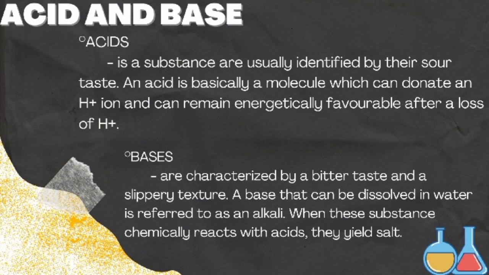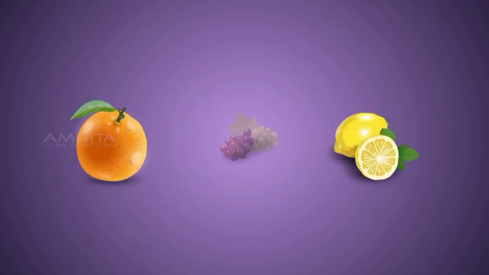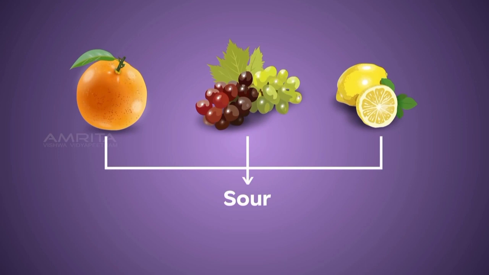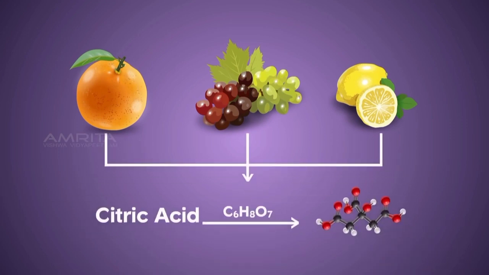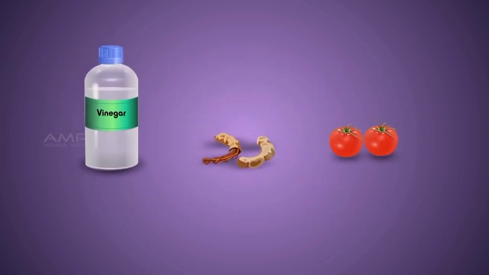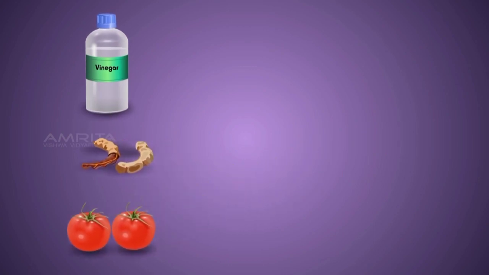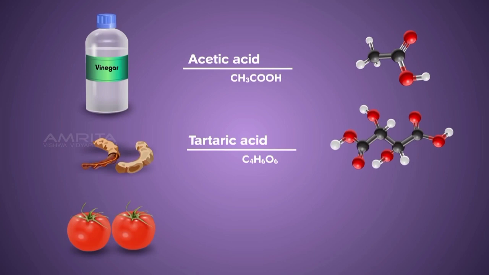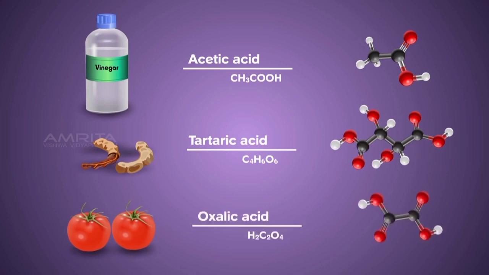A base that can be dissolved in water is referred to as an alkali. When this substance chemically reacts with acids, they yield salt. Citrus fruits such as oranges, lemons, and grapes are sour. These fruits taste sour due to the presence of acids. These acids are also found in foods such as vinegar, tamarind, and tomatoes. For example, vinegar contains acetic acid, tamarind contains tartaric acid, and tomatoes contain oxalic acid.